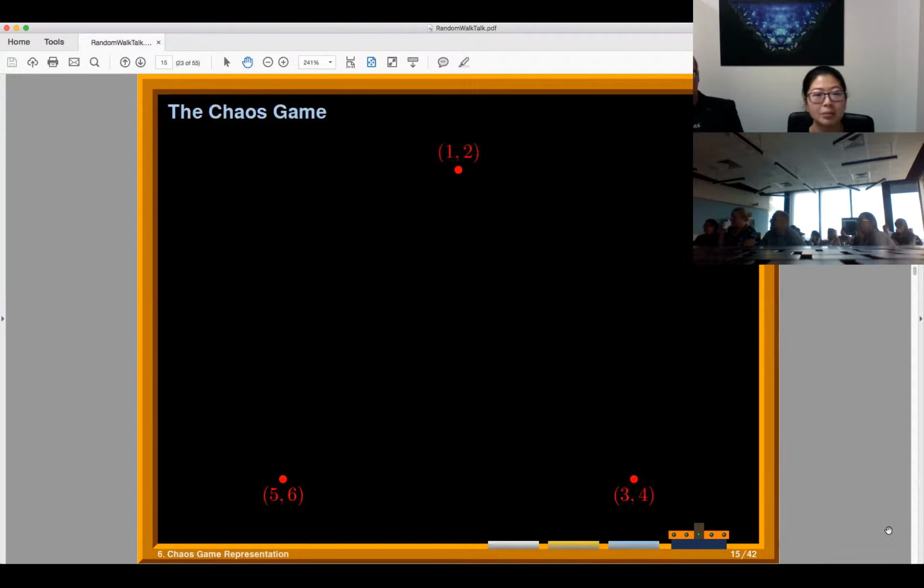So what I'm going to be talking to you about is chaos game representation. How we introduce this topic to the students is through the chaos game. So here you see we have 3 points, and sorry, did anyone say anything? Oh, okay. So we have 3 points, and each of the points are labeled. The top one is labeled 1, 2, the bottom left one is labeled 5, 6, and the bottom right one is labeled 3, 4.